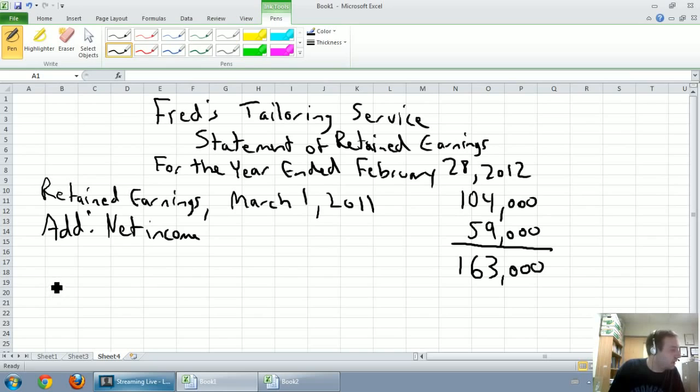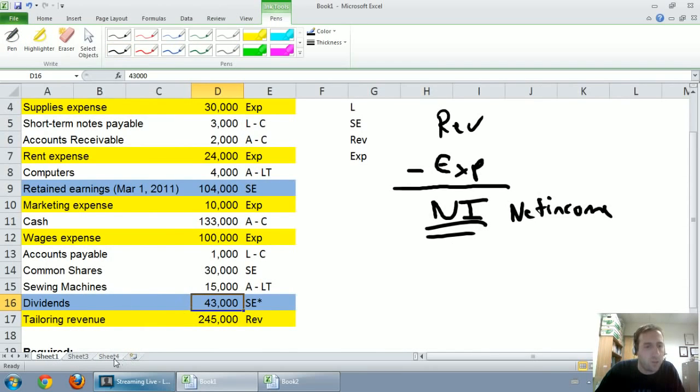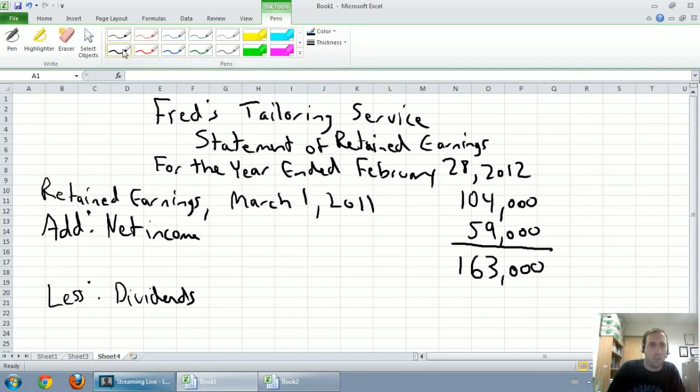So I'm going to deduct, and I write the word less when I want to minus it. So I'm going to say less dividends. And just to remind myself, Fred's dividends were $43,000, so I'll punch that in here. $43,000. And so our total here, 163 minus 43, I'll put that in brackets as a negative. 163 minus 43 is $120,000.